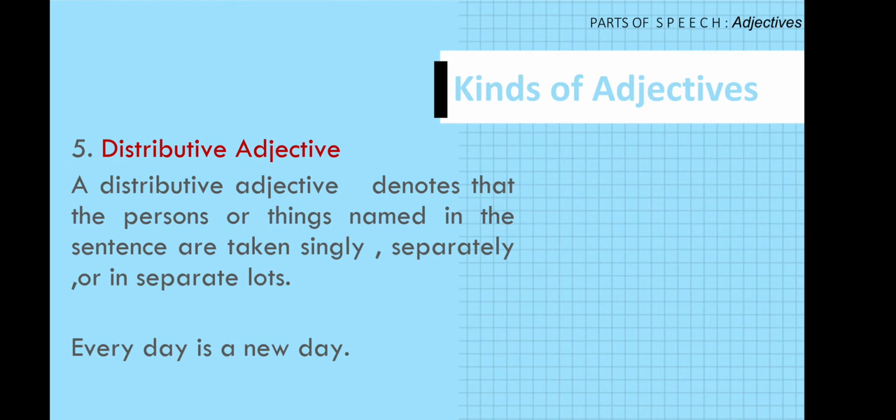Before we end, we have skipped number 5, which is the fifth function of adjective, our distributive adjective. A distributive adjective class denotes that the persons or things named in the sentence are taken singularly, separately, or in separate lots. For example, every day is a new day.